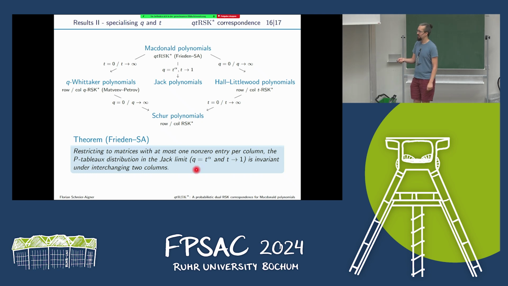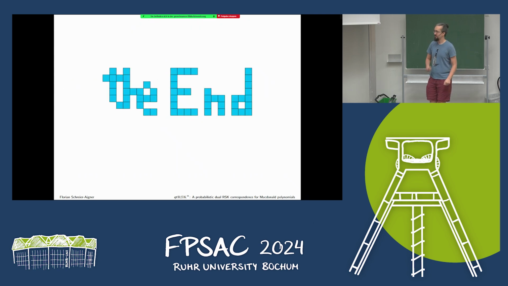So this thing seems to be true in the Schur polynomial limit, but it's not true on a level above. And we believe that if there's a qtRSK version existing, this property should be satisfied there as well. Okay. Thank you very much.